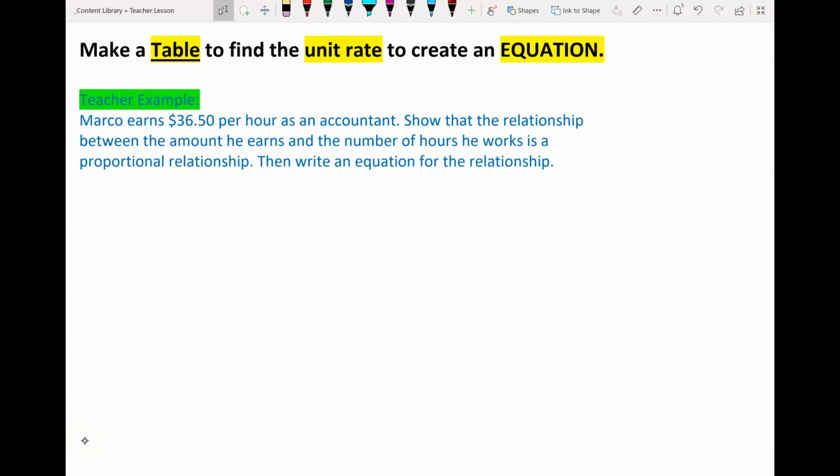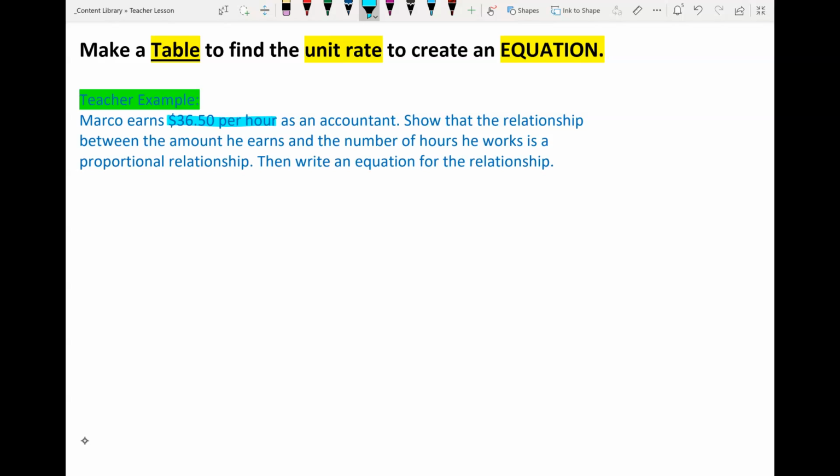Now we are going to create a table to find the unit rate and then create an equation. Let's start off with our example here. Marco earns $36.50 per hour. We know for sure that's important information. That's why we highlighted it.